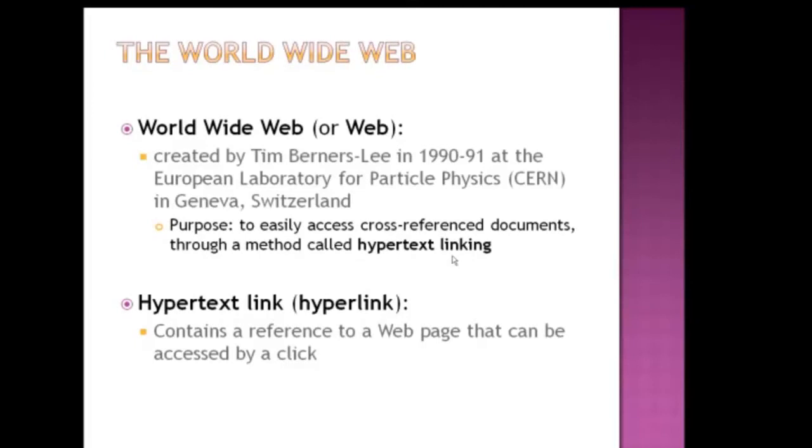So in the early 90s, like 90 or 91, Tim Berners-Lee created what is called the World Wide Web, and it was created in the European Laboratory of Particle Physics, or CERN, in Geneva, Switzerland. Its reason for creation was to make cross-referencing documents easier from one computer to another.